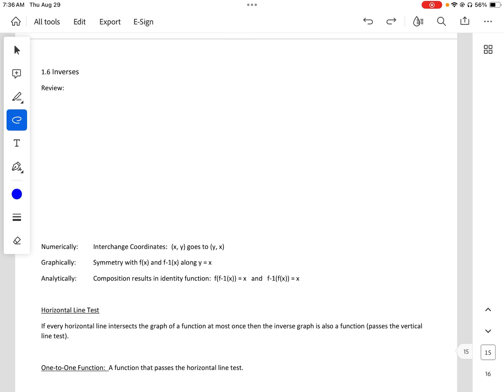1.6 is about inverses. So let's do just a little review. An inverse is whenever you exchange x for y. Numerically, we're going to change x and y, so we're reversing them. The way that you will see it written is the first function is f of x, but then the inverse is f negative 1 of x. That's how you distinguish that it is the inverse.